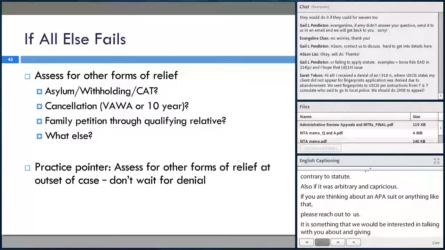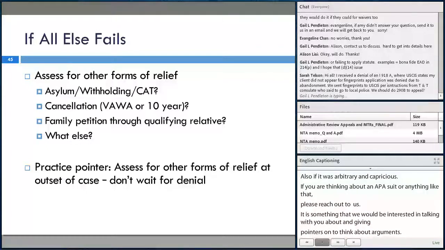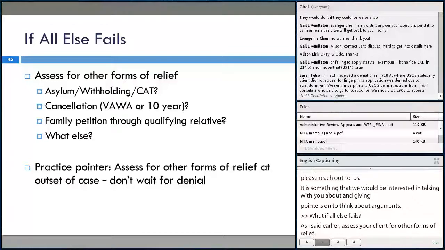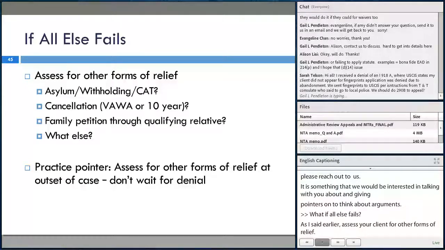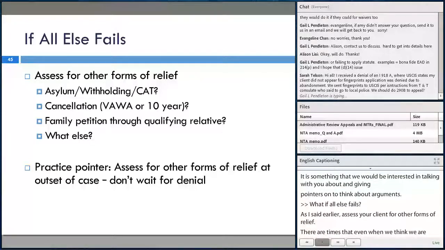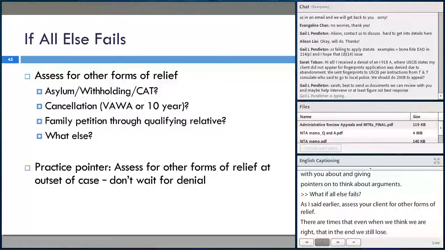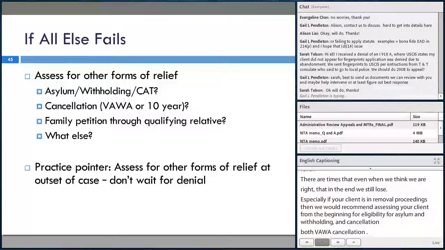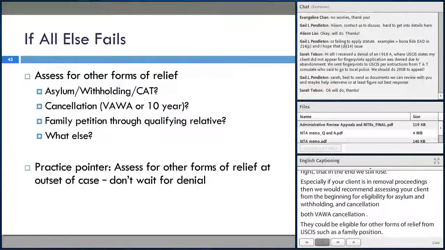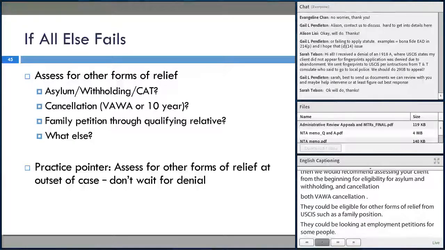All right. And then what if all else fails? So as I said earlier, assess your client for other forms of relief, right? There are times when even when we think that we're right, that in the end we still lose. And so especially if your client is in removal proceedings, then we would recommend assessing your client from the beginning for eligibility for asylum, withholding, CAT, and cancellation, both VAWA cancellation and tenure cancellation. Your client could also be eligible for other forms of relief before USCIS, such as a family petition. Could also be looking at employment petitions for some people. And so it's a time to think creatively about all the forms of relief that your client could possibly be eligible for in case their primary application falls through.